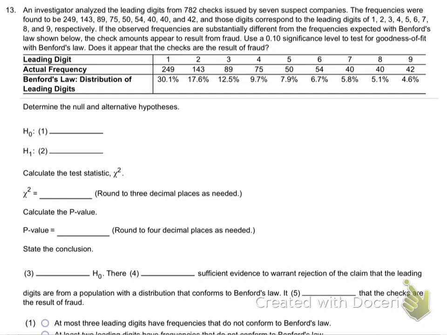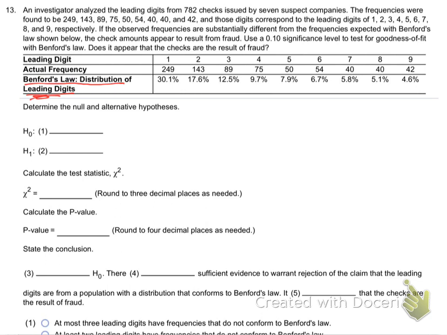All right, on to the next one, number 13. So basically, we're doing Benford's law again, which says if you've got a bunch of numbers, it's all about the leading digits. So you investigate, basically an investigator. This is real life here. This is one of the ways they look for fraud.